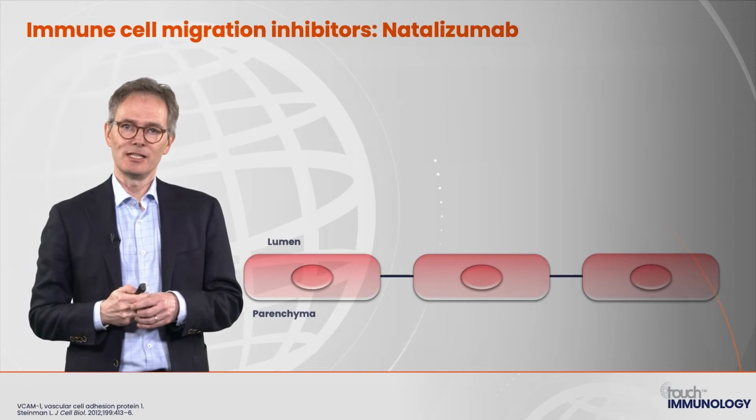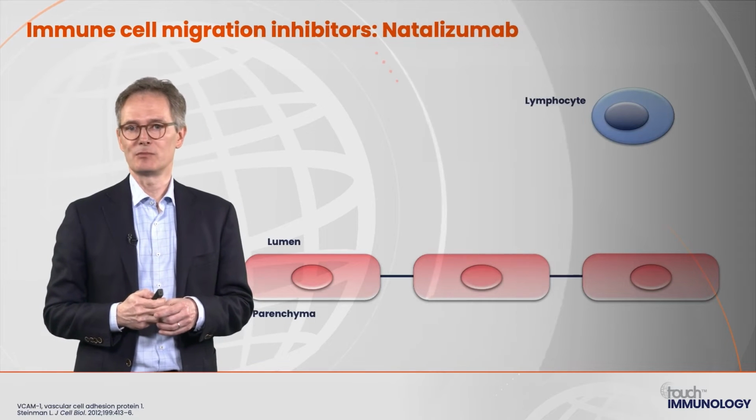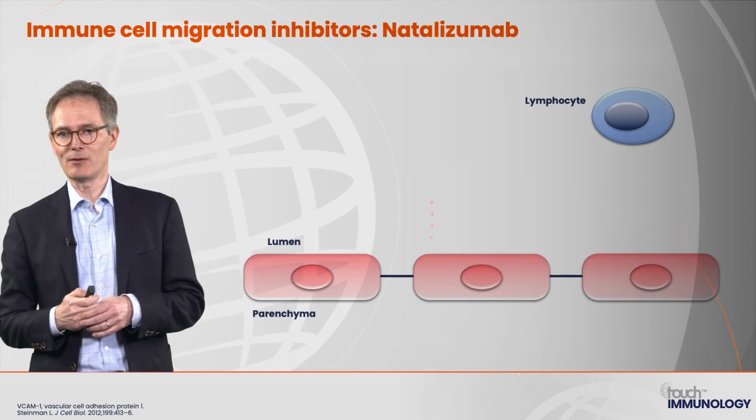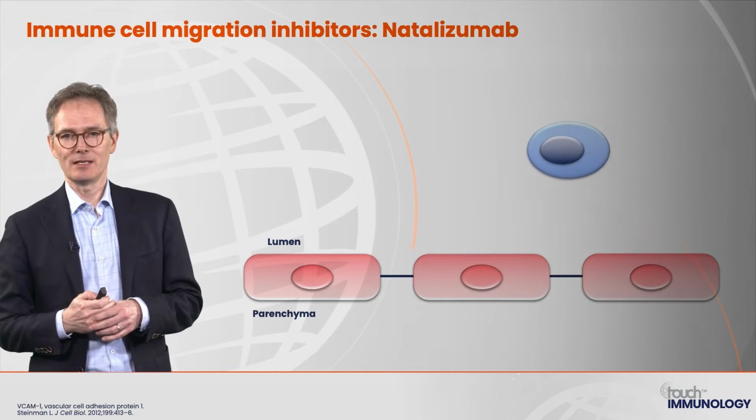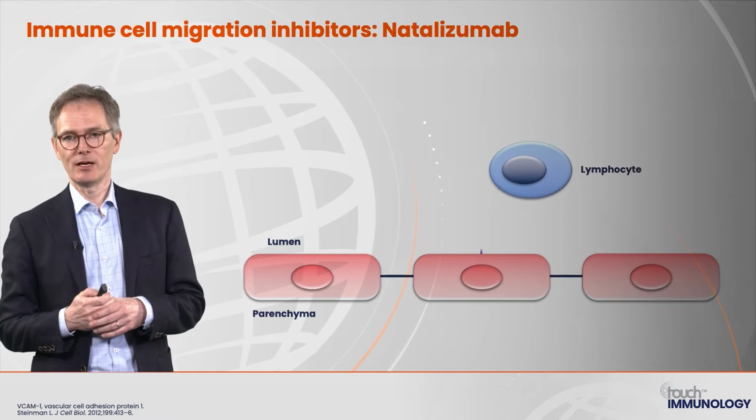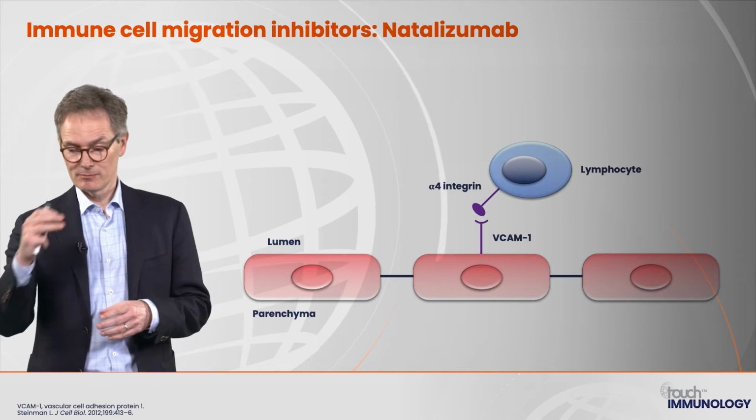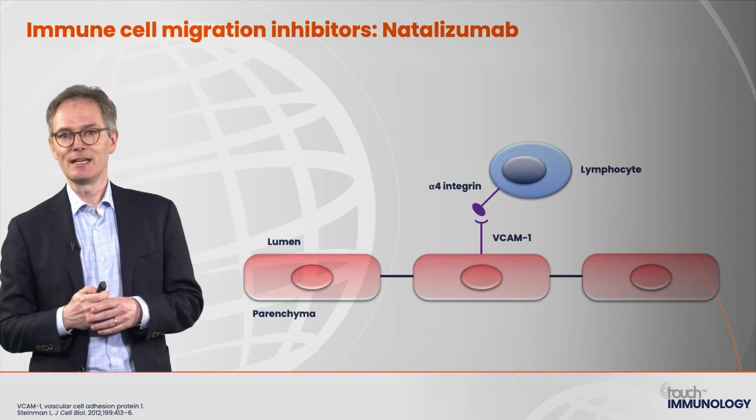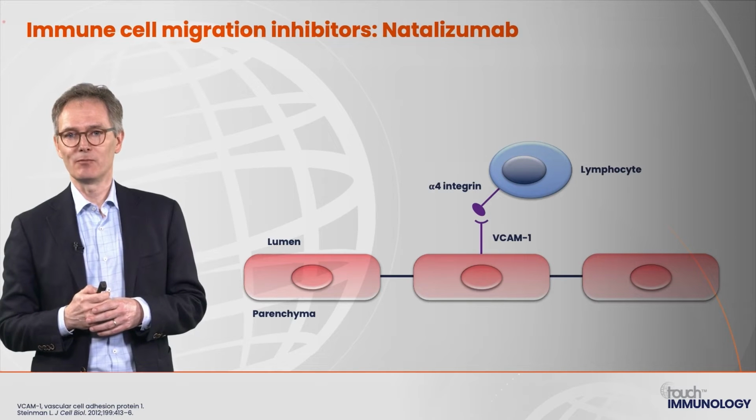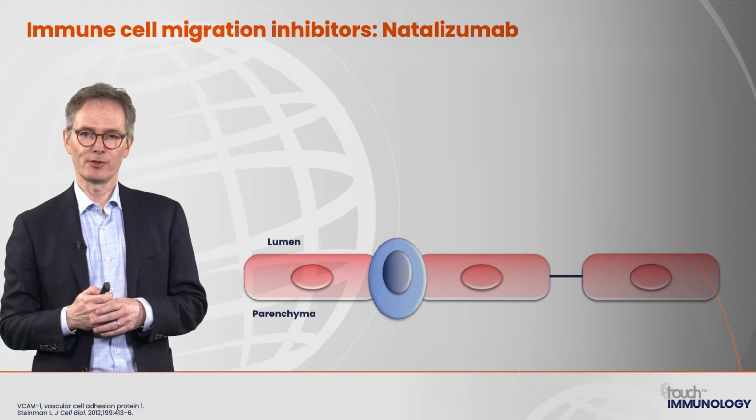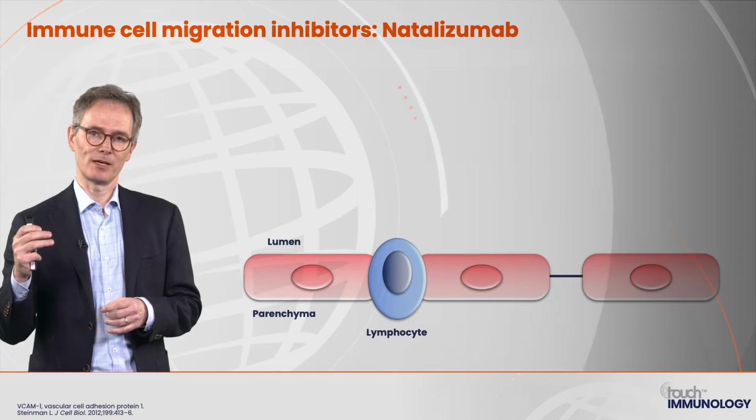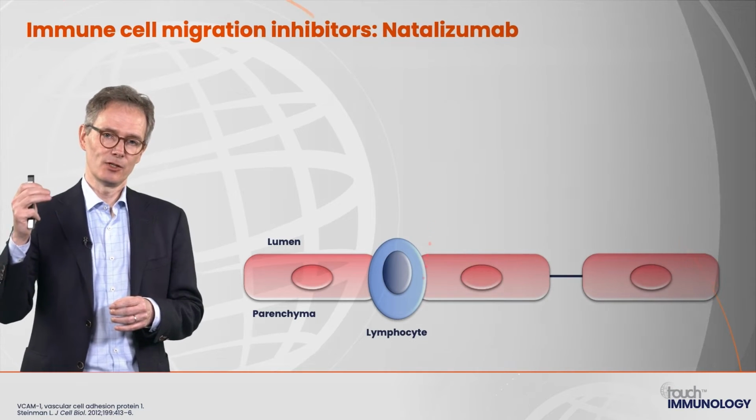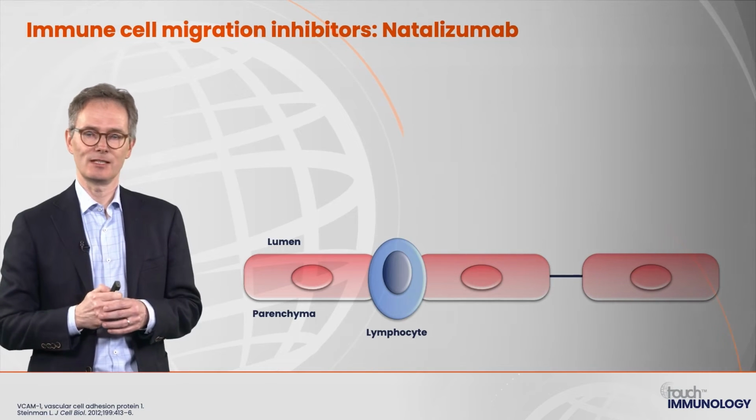Another migration inhibitor drug is Natalizumab. It's a monoclonal antibody directed against the alpha-4 integrin. Alpha-4 integrin is a main molecule at the level of the membrane of lymphocytes that binds to VCAM1, and this is essential for the adherence of lymphocytes to endothelial cells and finally for the migration of the lymphocytes through the blood-brain barrier into the CNS.